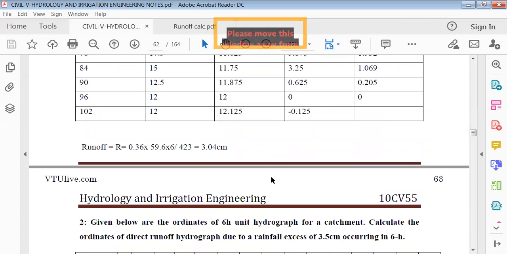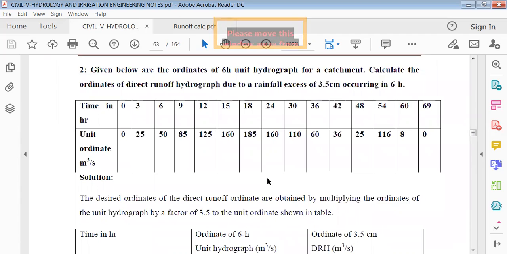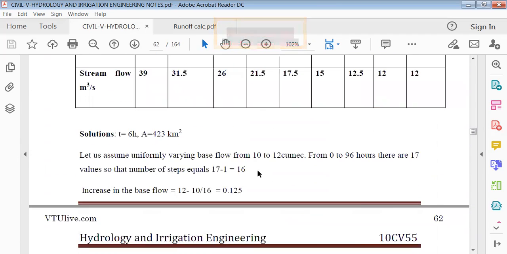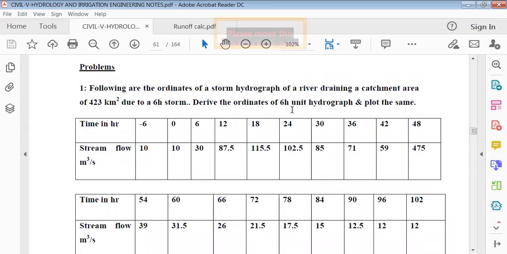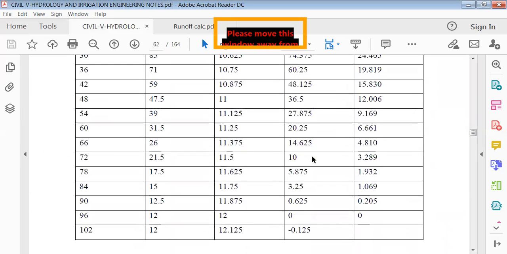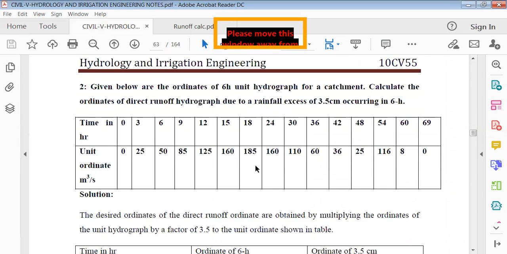All right, so the next type of problem. In the previous problem, you've seen that a storm hydrograph is converted into a unit hydrograph. The storm hydrograph is checked at every 6 hours. So here we have kept the 6-hour constant and converted into a unit hydrograph. So the next problem: given below are the ordinates of a 6-hour unit hydrograph for a catchment. Calculate the ordinates of the direct runoff hydrograph due to excess rainfall of 3.5 centimeter occurring in 6 hours.